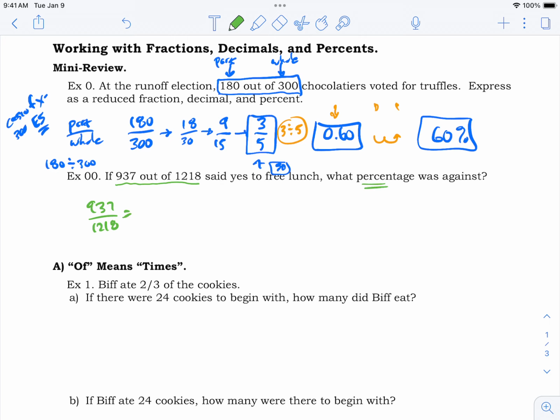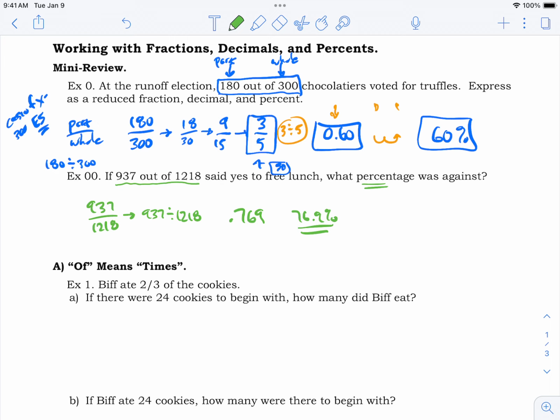On my calculator, I will do 937 divided by 1218 to get a nice decimal. Boom! My calculator shows me the fraction, 937 over 1218, but that's okay, I've got an SD button right here. It's 0.7692, so it rounds to 0.769, which, moving the decimal 2 places, is 76.9%.